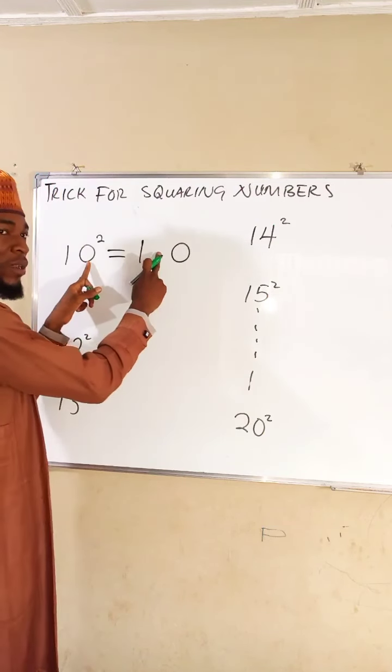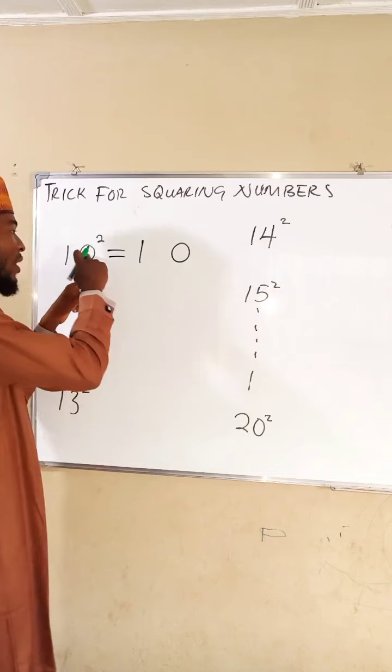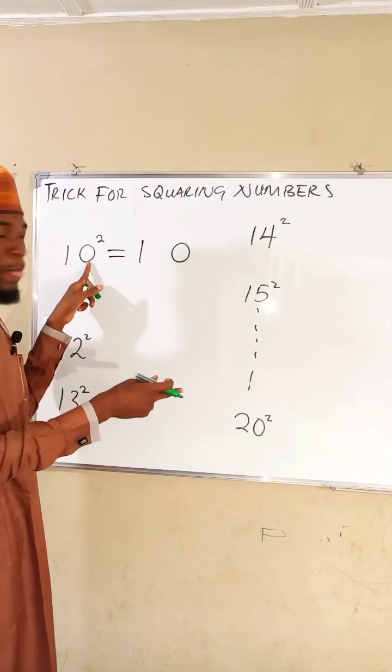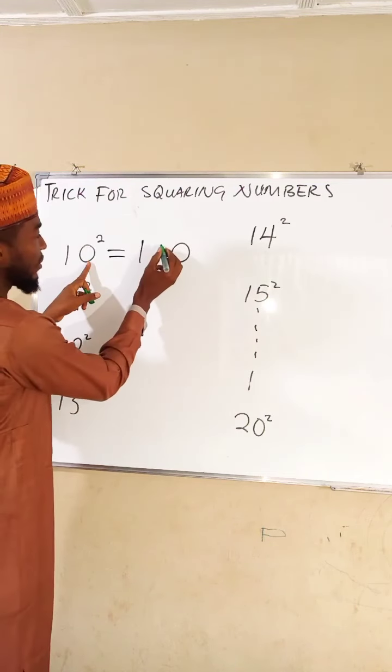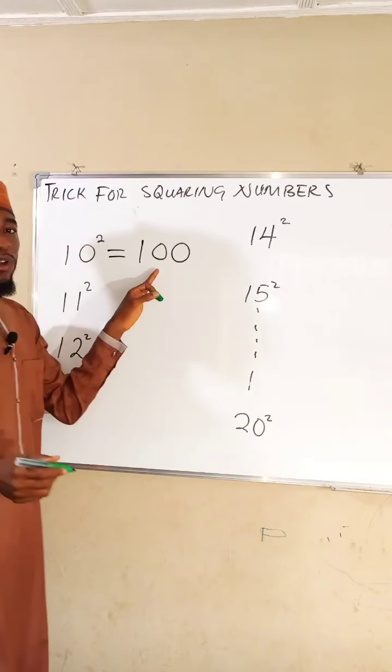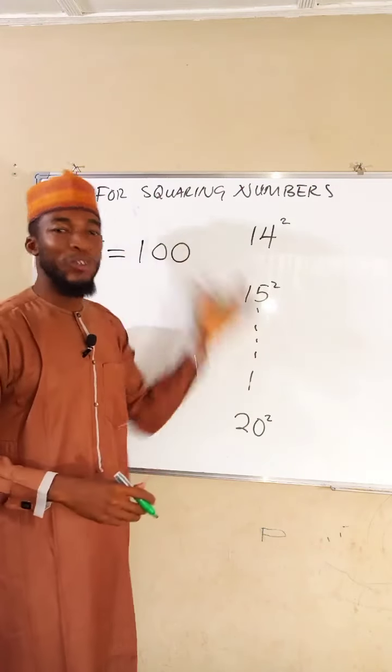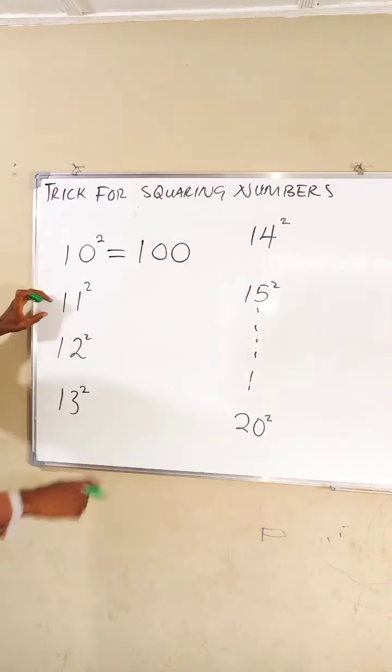Then the middle number, to obtain the middle number, you say that number plus itself. 0 plus 0 is 0. This is 100. You can get your calculator to confirm all this. So let's move to the next one.